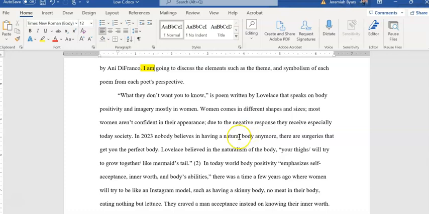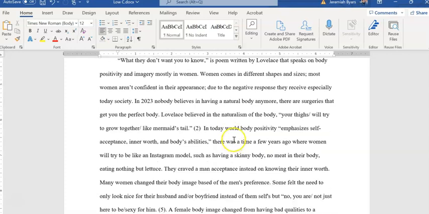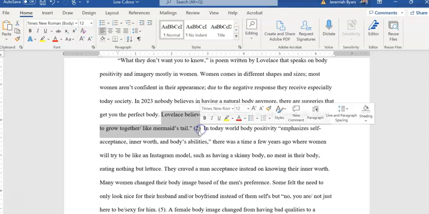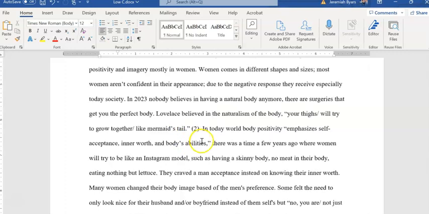So this paper is not terrible. It's passing. C's are considered average. But look at this right here. There are a couple of errors in this. First off, we have: Lovelace believed in the naturalism of the body, comma, quote, your thighs, slash, will try to grow together, slash, like a mermaid's tail, period, quotation mark, and then 2. I've actually counted several errors in this one sentence.